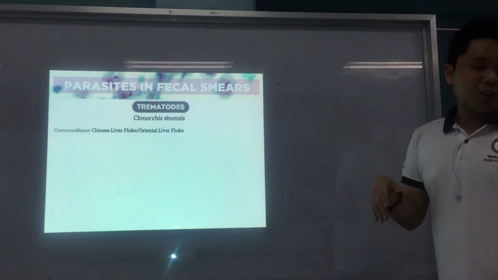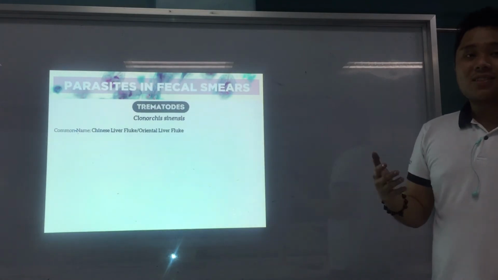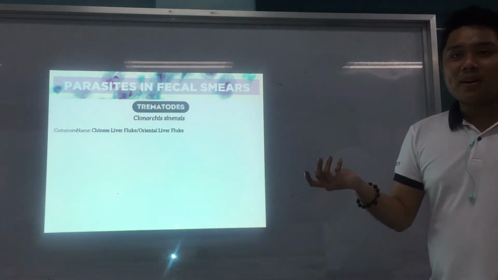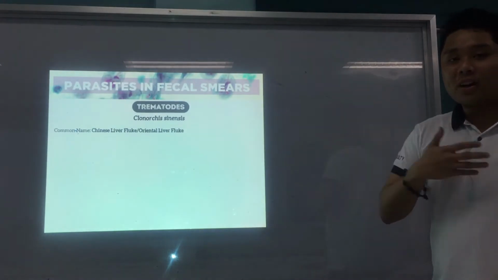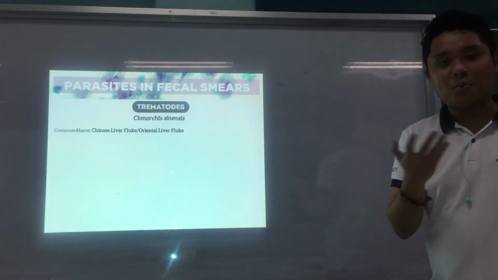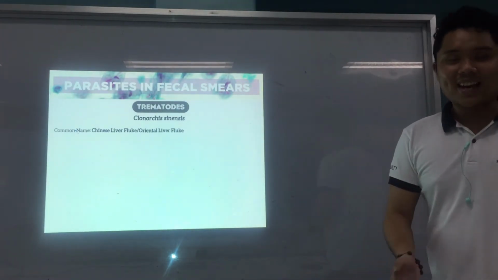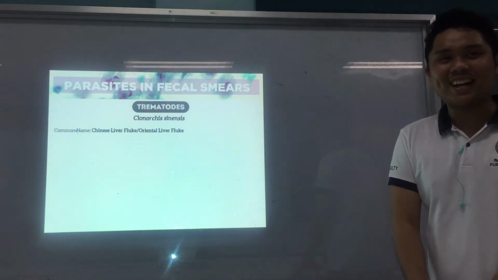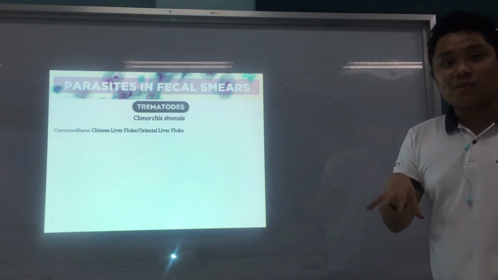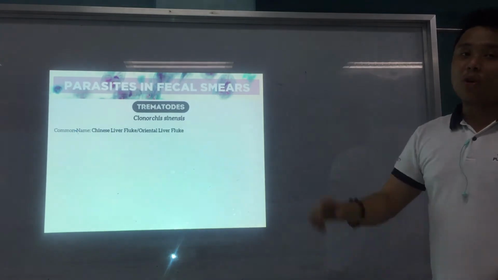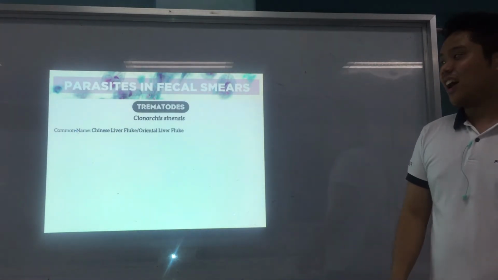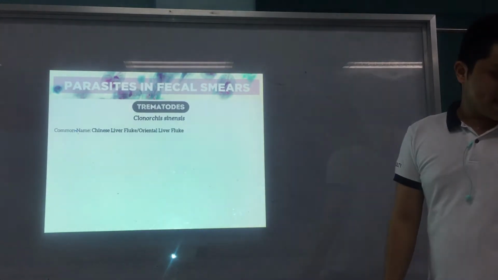That's why in our virtual microscope activity, I always ask you, what is the common name of Trichuris? Whipworm. What is the common name of Enterobius? Pinworm. Because it comes out in the boards. You should press the buzzer as early as that. So again, Chinese liver fluke, who is that? Clonorchis sinensis. Chinese liver fluke or Oriental liver fluke.